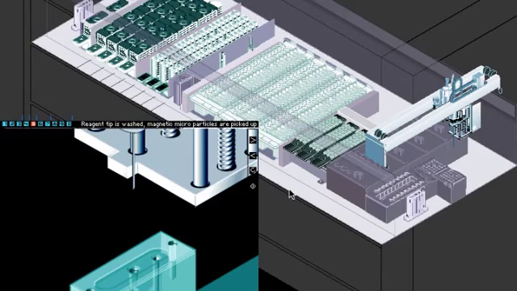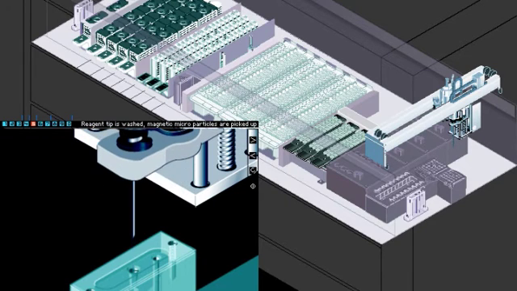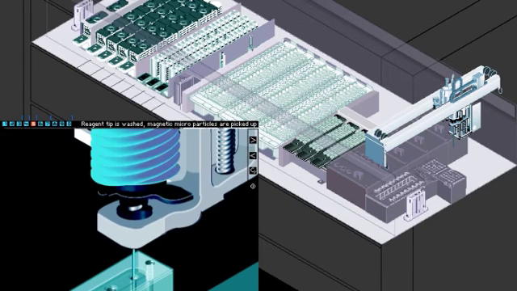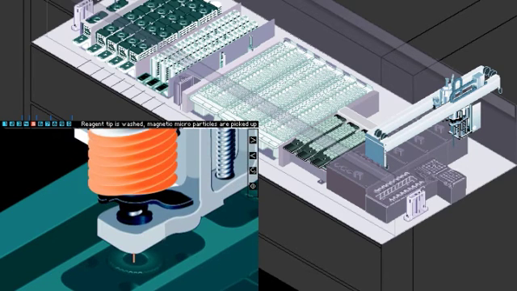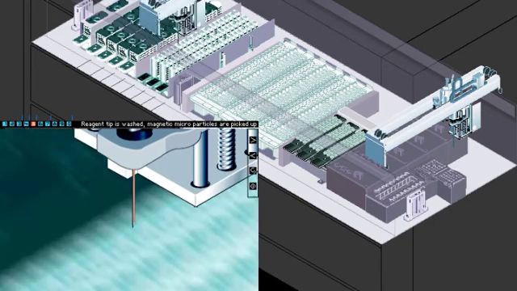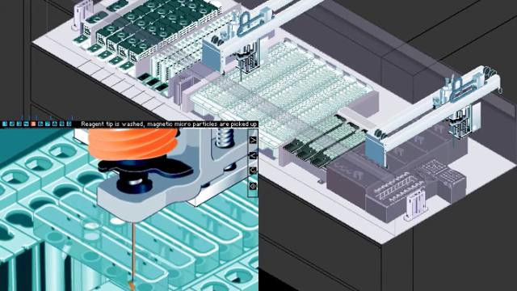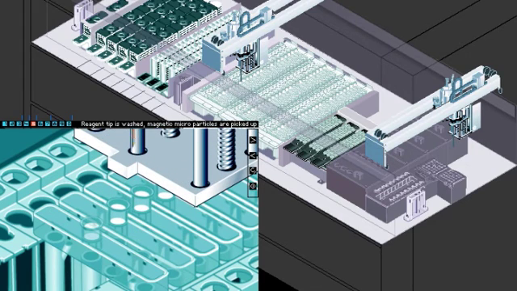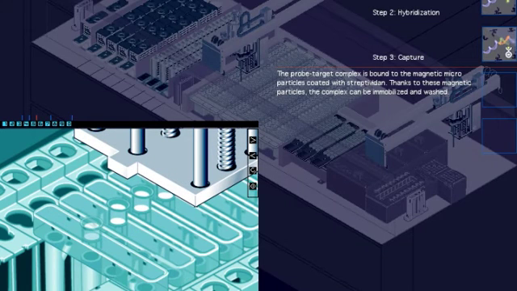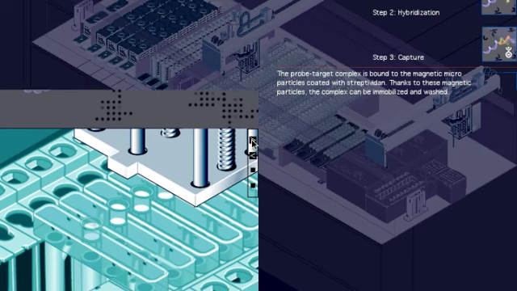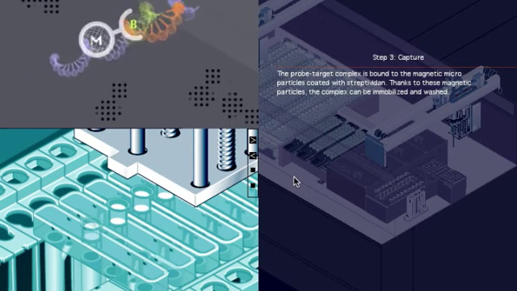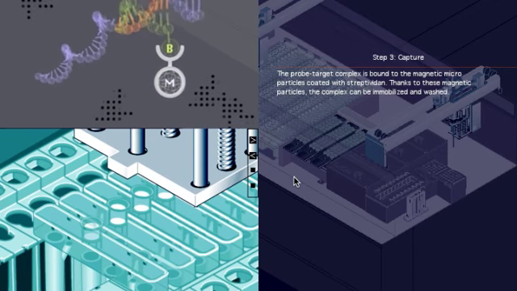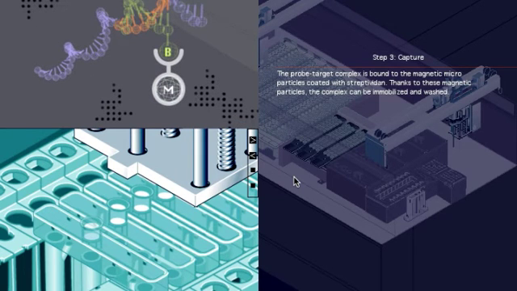After cool down, the reagent tip is washed and then picks up the magnetic particles coated with streptavidin and adds them to the reagent specimen mix. This initiates the capture phase. The probe target complex is bound to the magnetic microparticles coated with streptavidin. Thanks to these magnetic particles, the complex can be immobilized and washed.